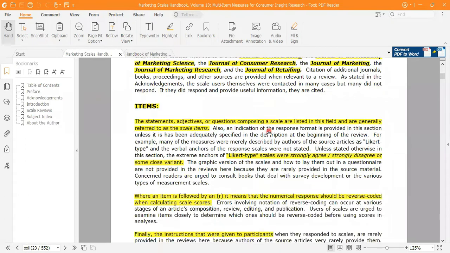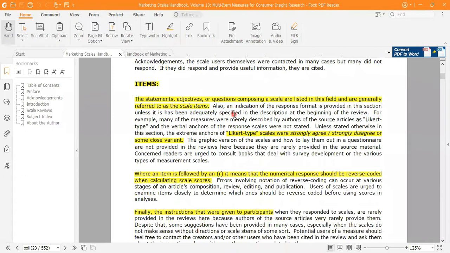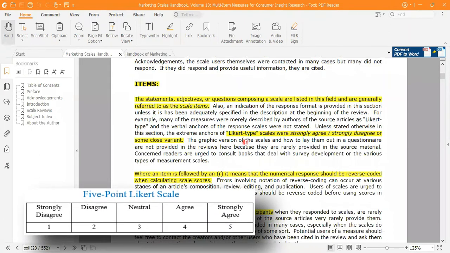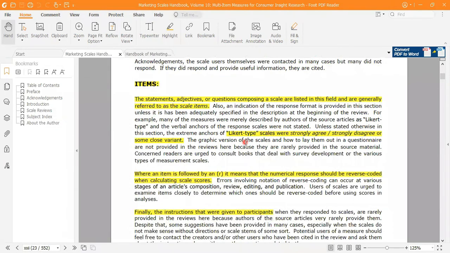Now the items. The questions, the items which are available in each scale, are given, and then the Likert scale. It shows whether it is a 5-point Likert scale or a 7-point Likert scale. These are given here, and then R shows the reverse items.